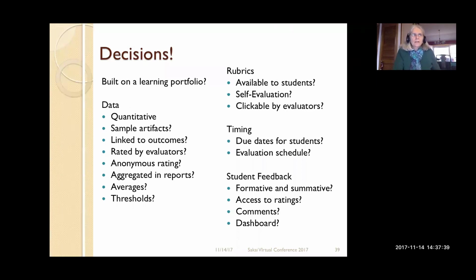Is it going to be linked to outcomes? Will there be evaluators involved? Will the rating be anonymous? Will the data be aggregated in reports? Will those reports contain averages of evaluation quantitative data? Will there be thresholds? A way to explain a threshold is we might be aiming for 80% of the students score at least a 3 out of 4 on a particular rubric criteria.